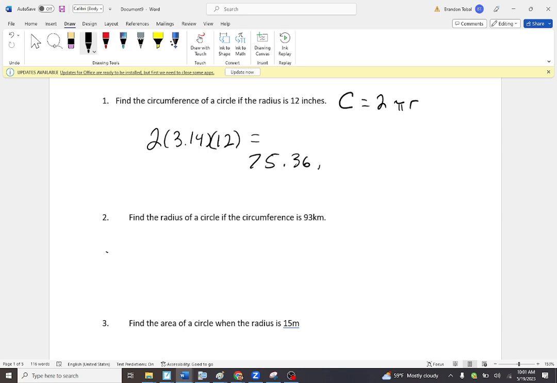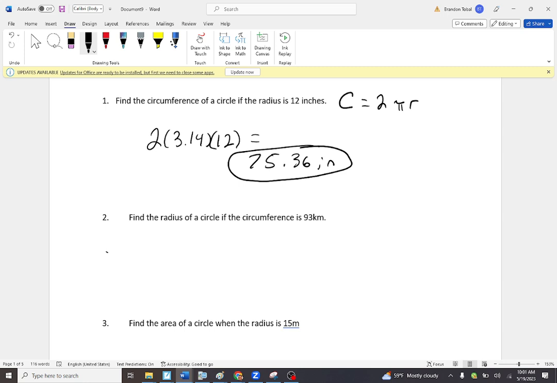Yes, technically it is inches. Again, I will not take points off for units lacking or units being wrong, okay? You could do it all in one go on your calculator, or you could do one at a time.